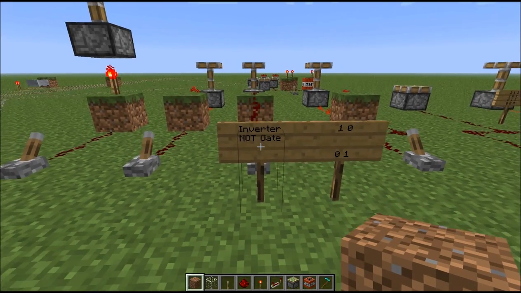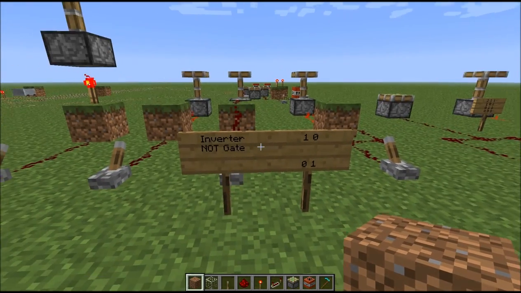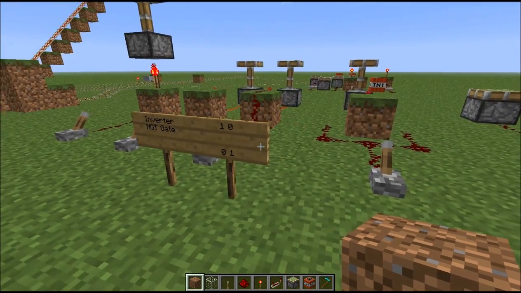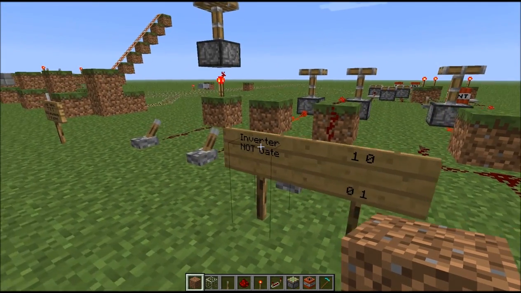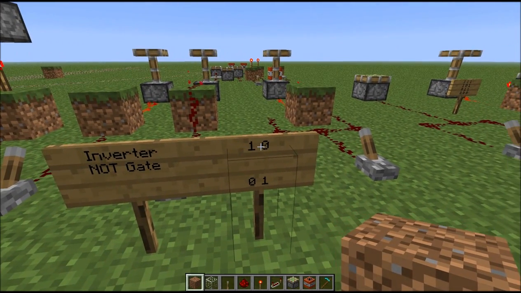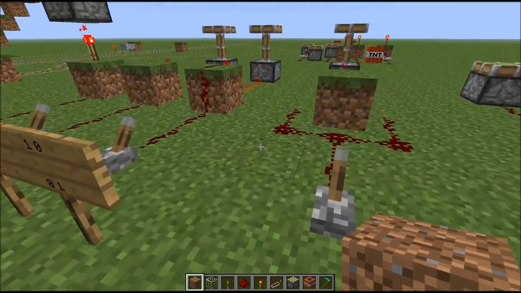Alright, the first and the easiest to build, besides maybe the OR gate, is the inverter, which is probably one of the most commonly used logic gates. It's also called the NOT gate. What it does is it takes the input and flips it around. If the input's on, the output's off, and vice versa.